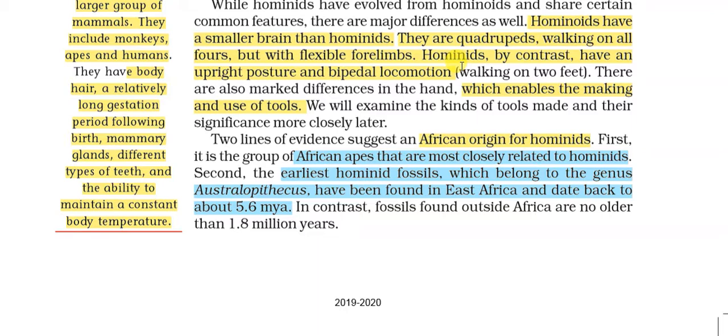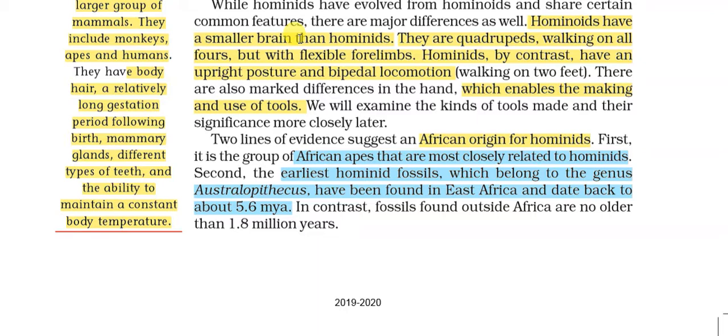Please understand who came first. Hominoids came first and hominids came after them. Hominoids came 24 million years ago. Hominids came 5.6 million years ago. Now, what is the difference between hominoids and hominids? Hominoids have a smaller brain size. How does it matter? It matters a lot. If you have a smaller brain size, you are less intelligent. That means your cognitive processes are still not being formed. You can't think, you can't solve problems because you have a smaller brain size. So hominoids have smaller brain size. Hominids have larger brain size.